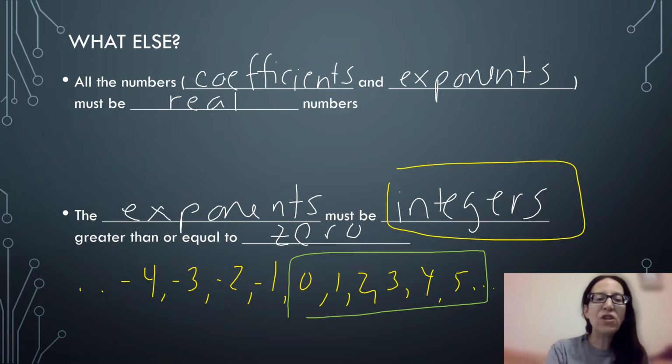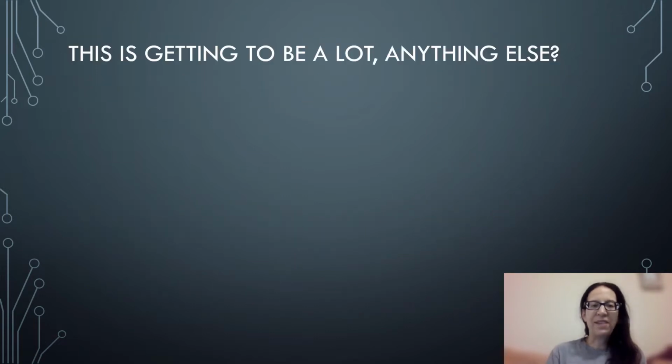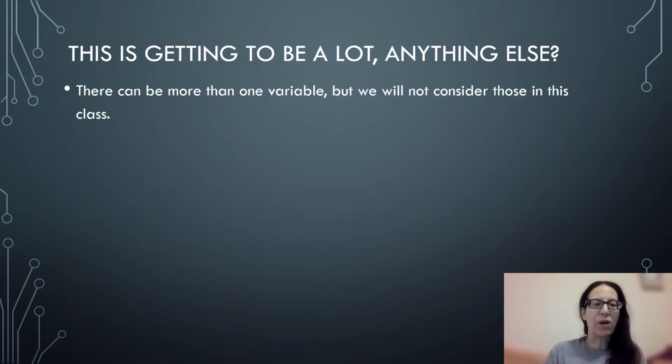Now the coefficients can be, okay? So those can be like fractions or negative and so forth, but not the exponents, okay? This is getting to be a lot. Anything else? Well, yeah, one other thing.